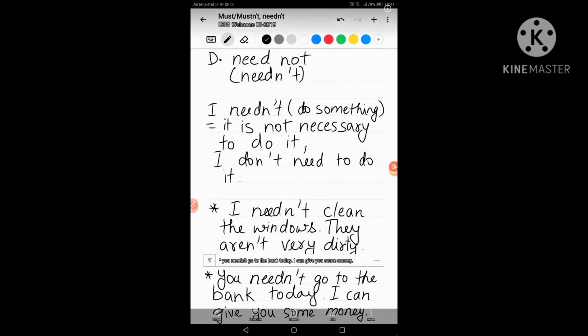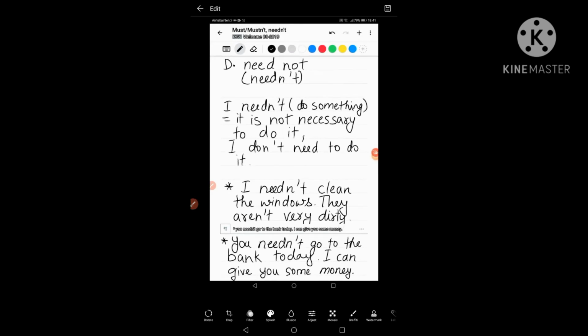Next thing we will say, see need not. What is the short form of need not? Short form of need not is needn't. For example, I needn't do something. The meaning of need not is it is not necessary to do it. So I needn't do something.